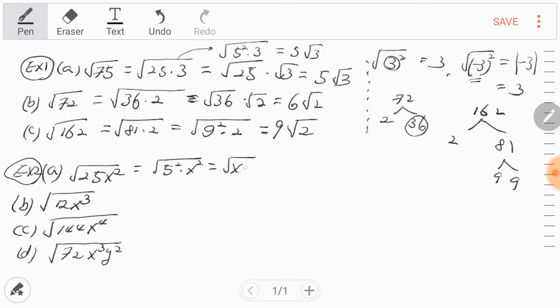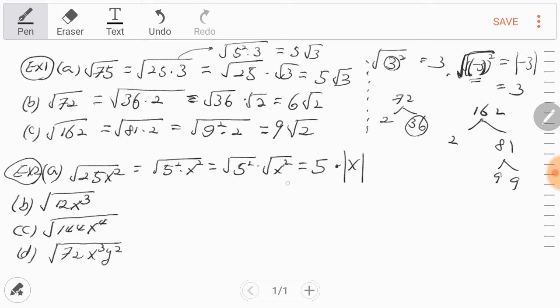If you want to separate the factors, then you can do it this way: 5 squared times the square root of x squared. Then the square root of 5 squared is 5. How about x squared? The x has power 2, and that is the same as the index, but the index is even. If the index is even, and you have something with a power, and the base is negative, then what do you do? Make the base positive.